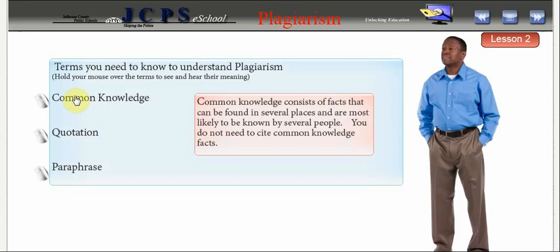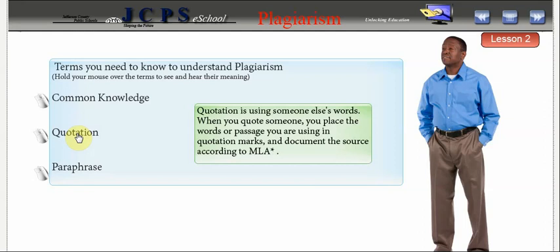Common knowledge consists of facts that can be found in several places and are most likely to be known by several people. You do not need to cite common knowledge facts. Quotation is using someone else's words. When you quote someone, you place the words or passage you are using in quotation marks, and document the source according to MLA.